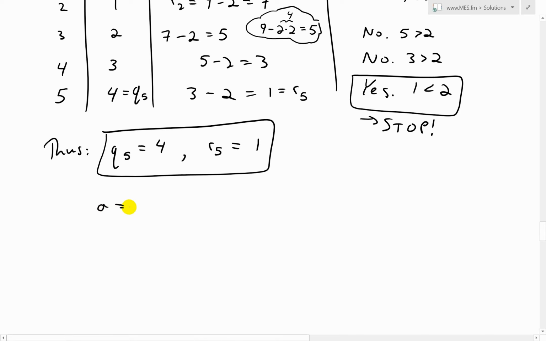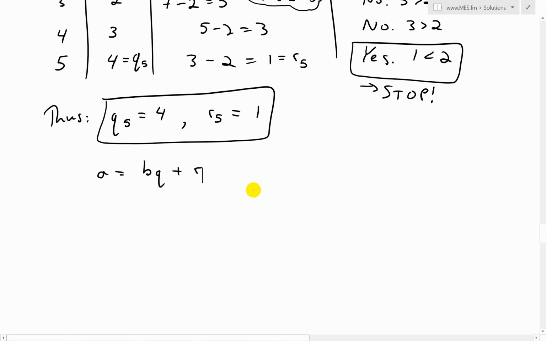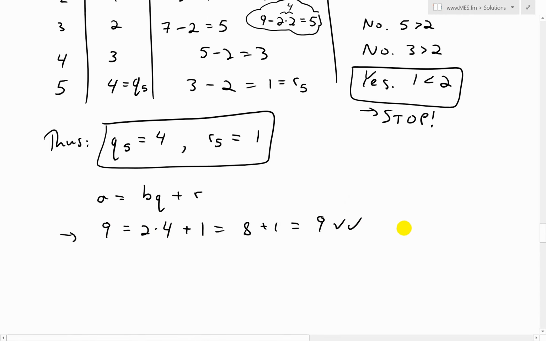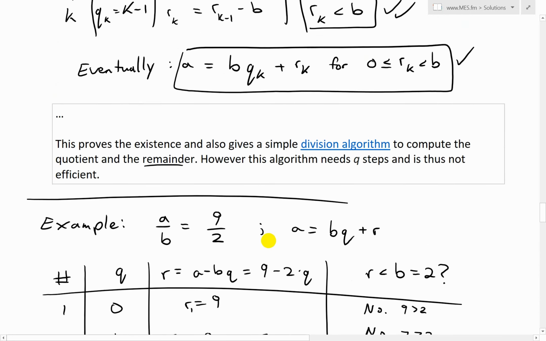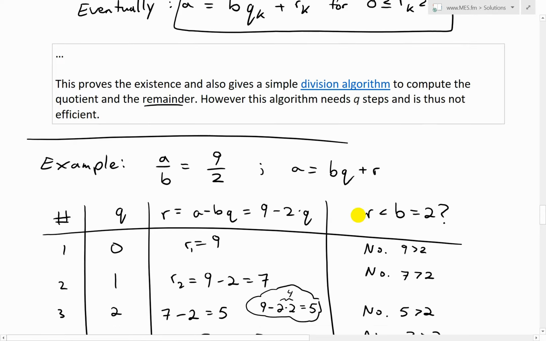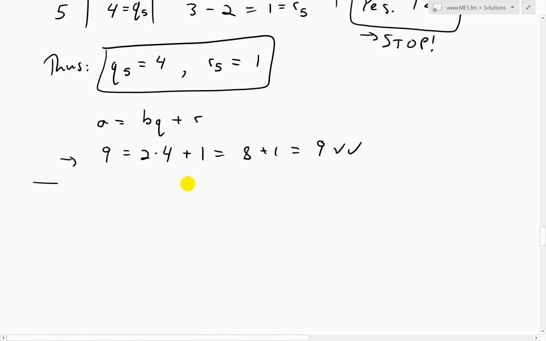So a equals bq plus r, and here a is 9 and b is 2. So we have 9 equals 2 times 4 plus remainder 1. That's just 8 plus 1 equals 9. So that's a check mark. That's just an example showing the existence of these values q and r. So we've gotten that right.